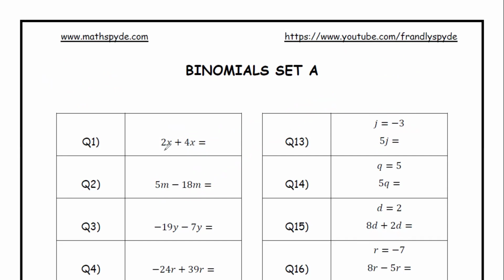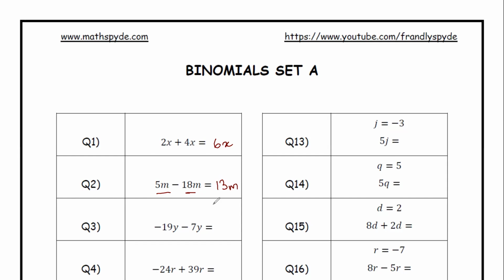So 2x plus 4x. Treat it as regular addition of numbers. So if it's 2x plus 4x, we know 2 plus 4 is 6. So just add an x to it. Okay, so we take the difference. What is the difference of 5 and 18? 13. So you add an m to it.